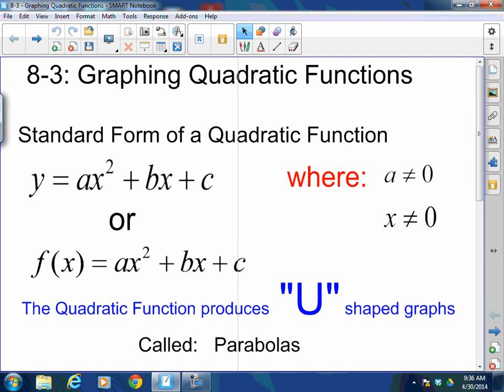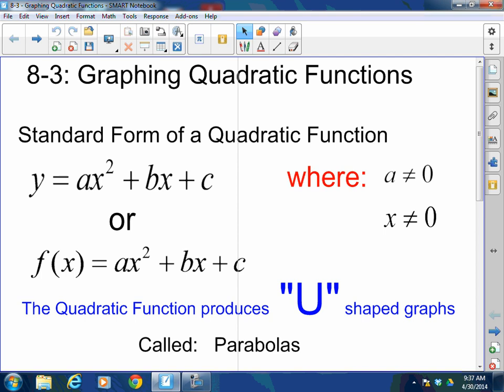Welcome back to Mr. Morrell's Algebra 1 class. Today we're going to continue with quadratics, but we're going to actually get to the real good stuff today. We're going to learn how to graph quadratic functions, not using a table, but by using the vertex, the axis of symmetry, and the y-intercepts, okay?